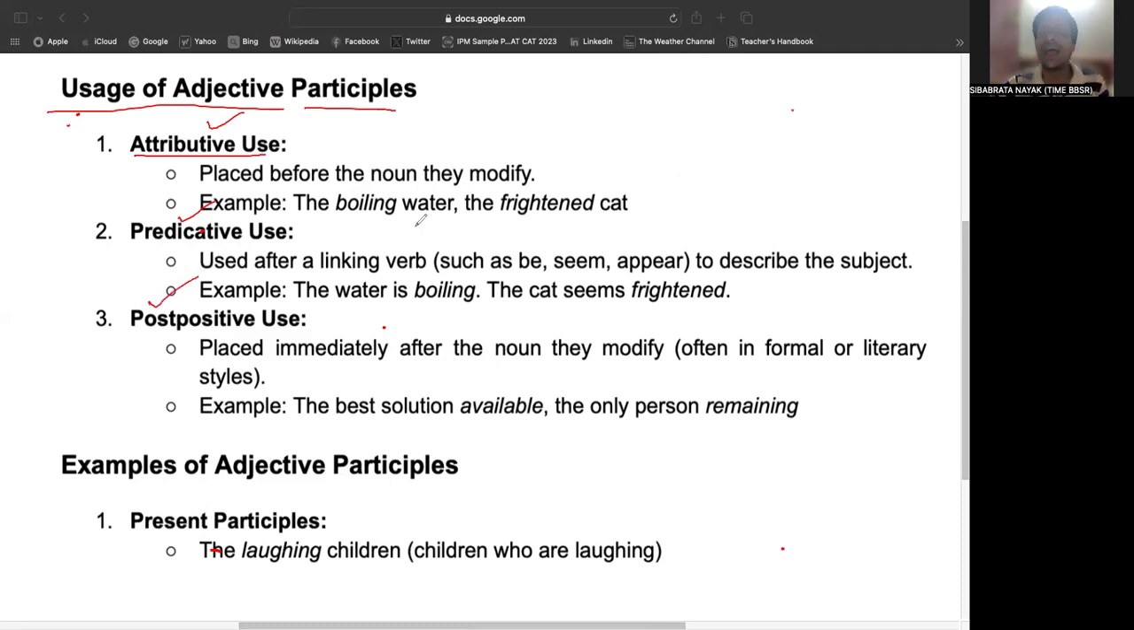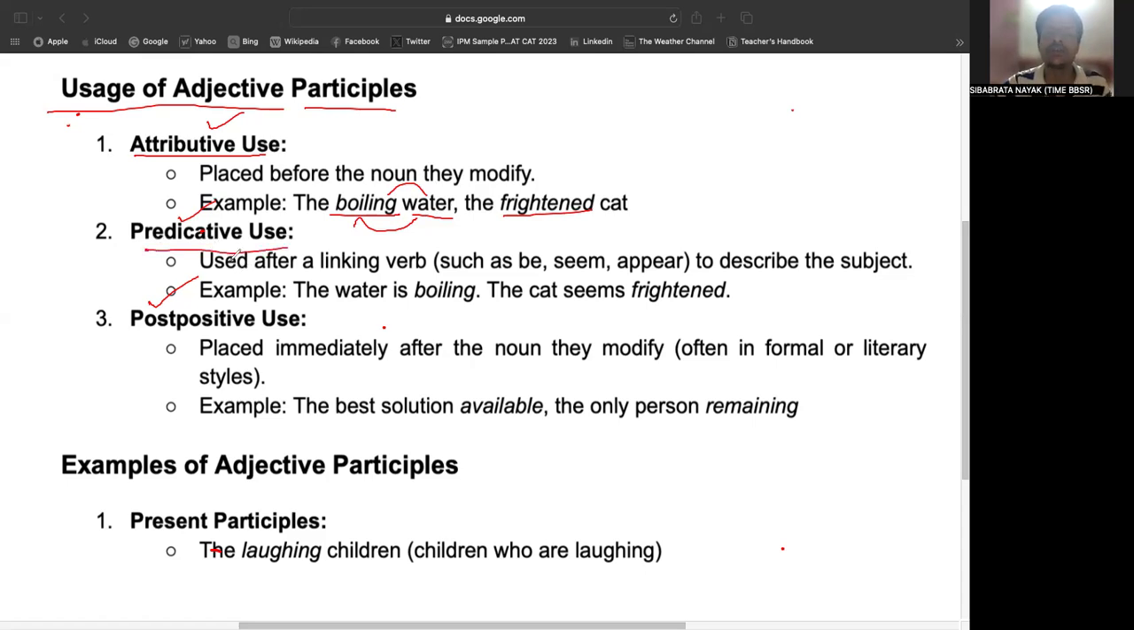Now, what do you mean by attributive? Attributive indicates that the adjective is used immediately before the noun. It is placed before the noun it modifies. So the word that the adjective participle modifies is known as the attributive case. For example, the boiling water, the frightened cat. These are known as attributive use.